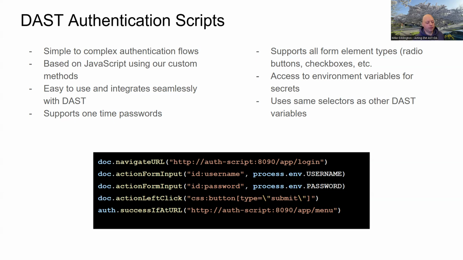We do support multi-factor authentication in the form of one-time passwords. We have functions to support all form elements that you might come across, like radio buttons, checkboxes, select drop-down boxes, input boxes, etc. You also have access to environment variables for providing secrets and data that can be configured inside of either the YAML or the CI variables section. And it uses the same selector format as our existing DAST configuration variables.